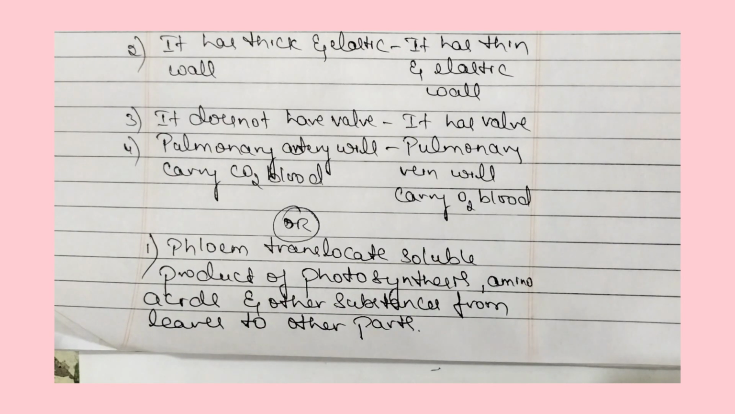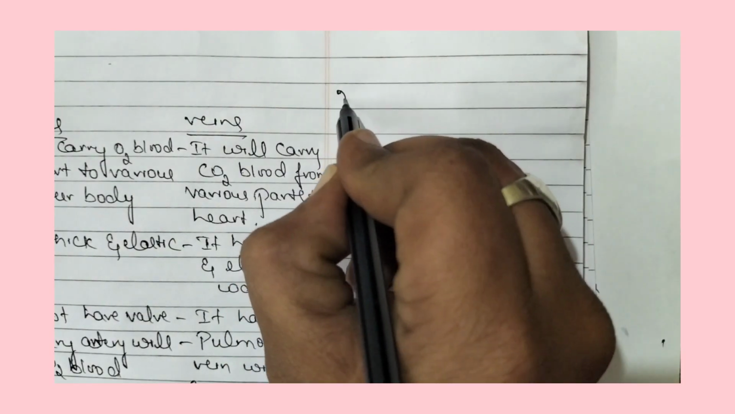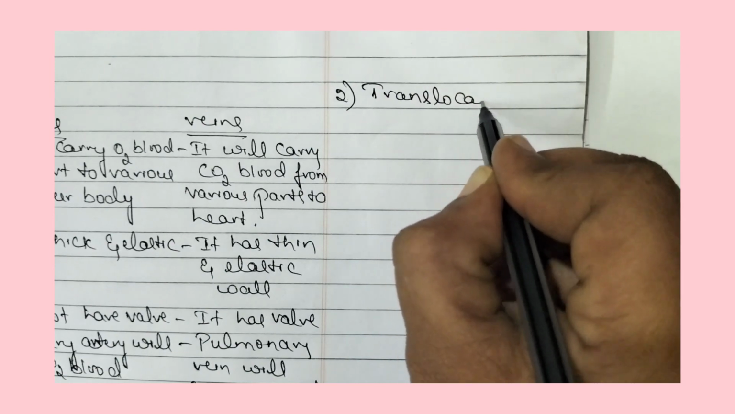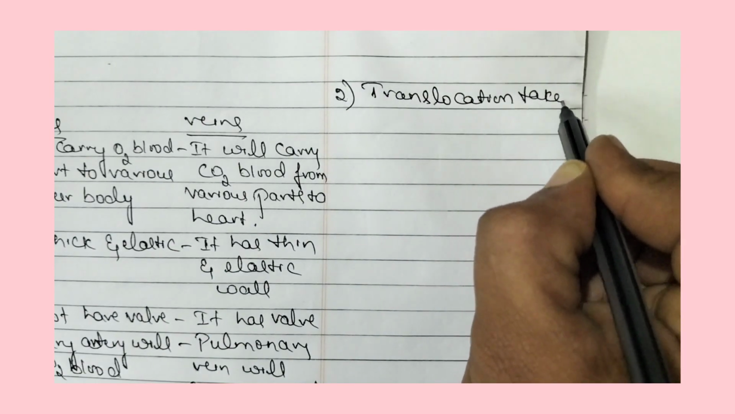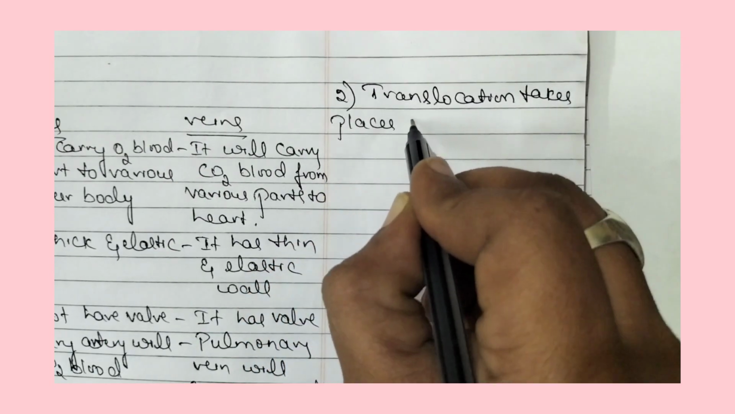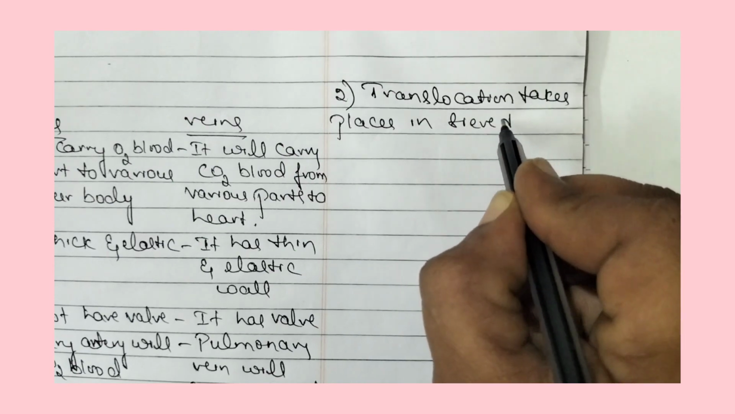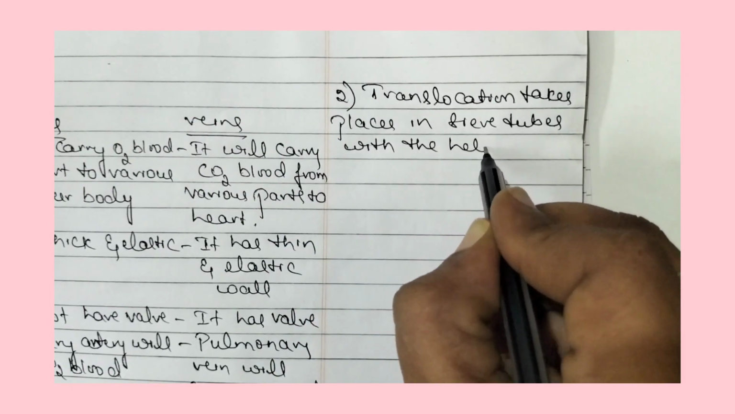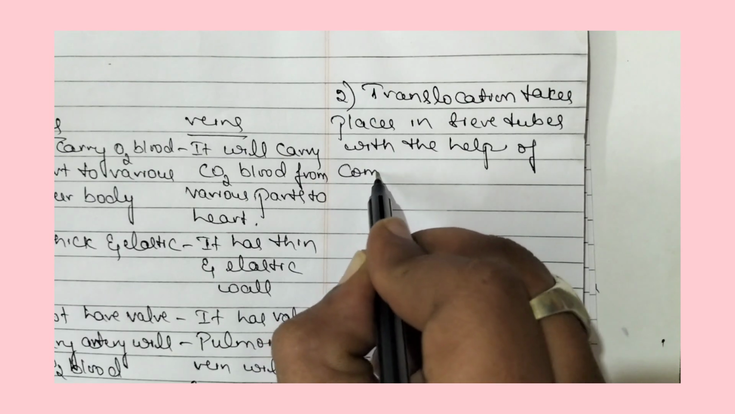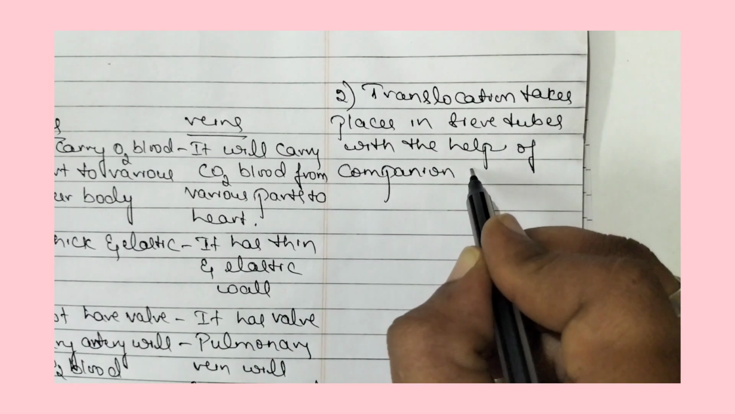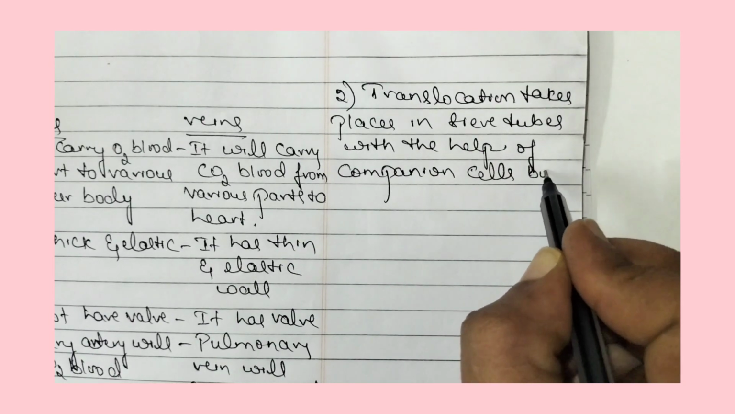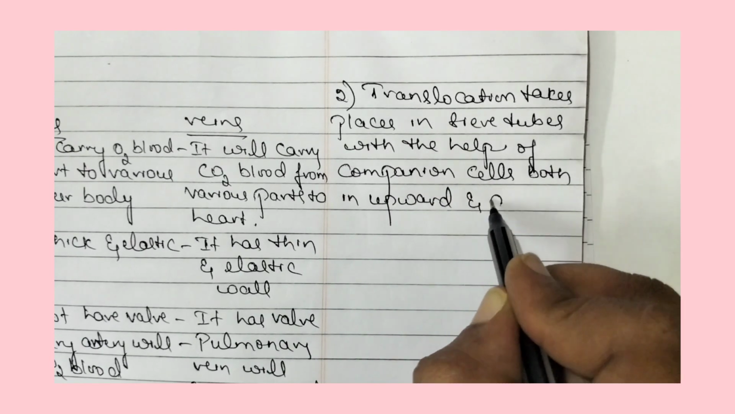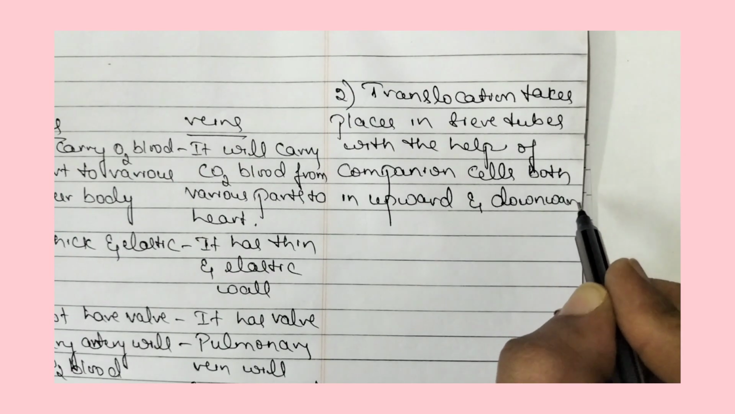Then second point is translocation takes place in sieve tubes with the help of companion cells, both in upward and downward direction.